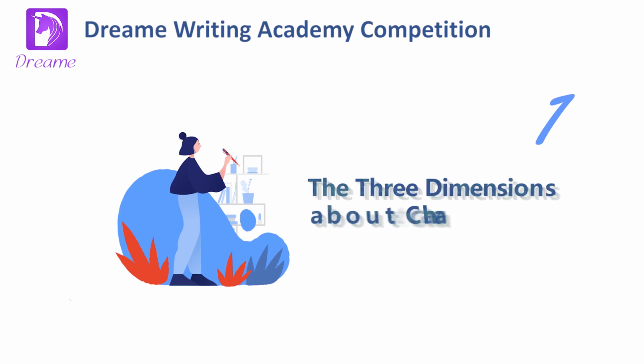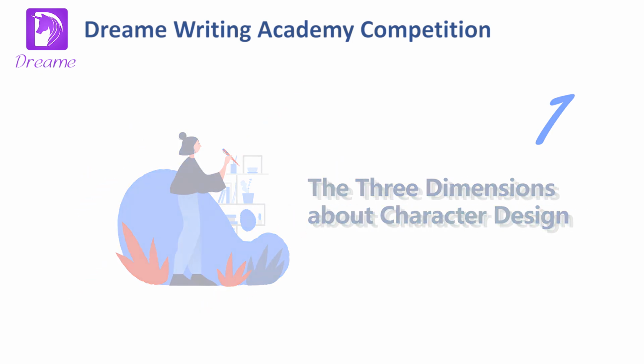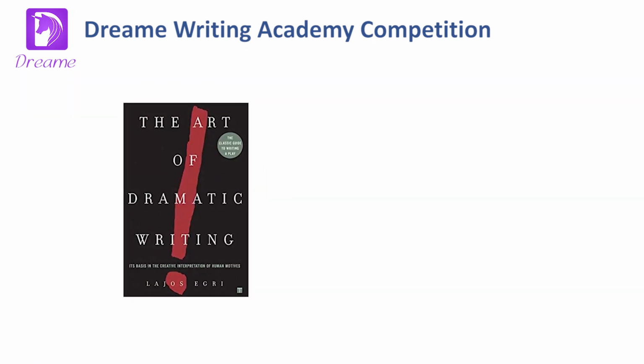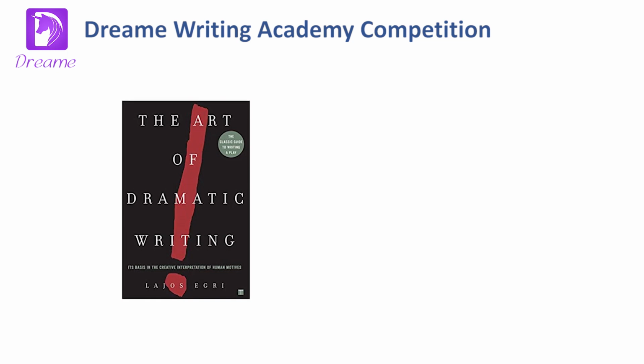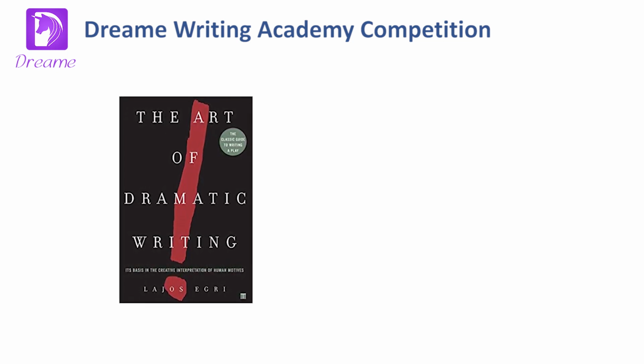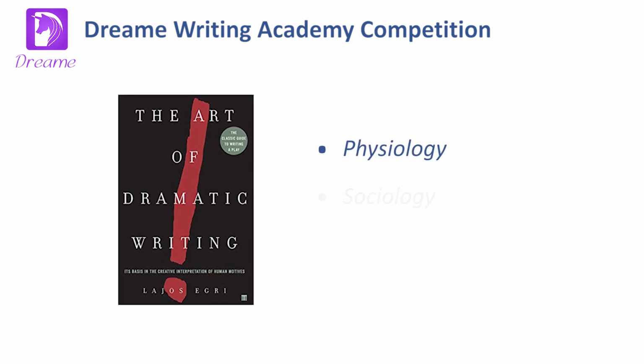1. The 3 dimensions of character design. As a writer, you know that every character is an individual. According to The Art of Dramatic Writing by Lajos Egri, though, if we vivisect them and try to find out just what elements go into them, we will see 3 common dimensions: physiology, sociology, and psychology. With knowledge of these 3 dimensions, we can create an engaging character.